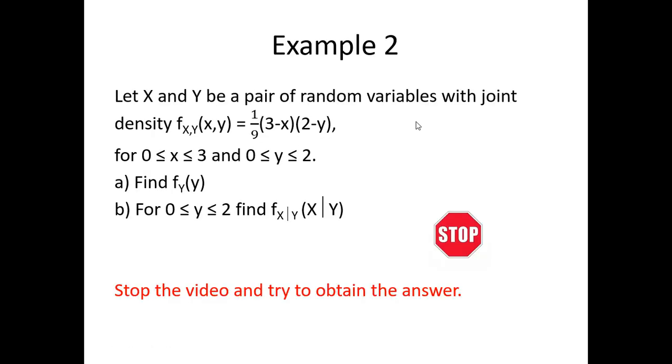In example 2, let's let x and y again be a pair of random variables with a joint density 1/9 times (3 minus x) times (2 minus y), for x between 0 and 3, y between 0 and 2. So our region is once again a rectangle. And we want to carry out some similar calculations: find the marginal with respect to y, and then the conditional. So this is a good problem for you to try. I suggest you stop the video and try to work out the answer.